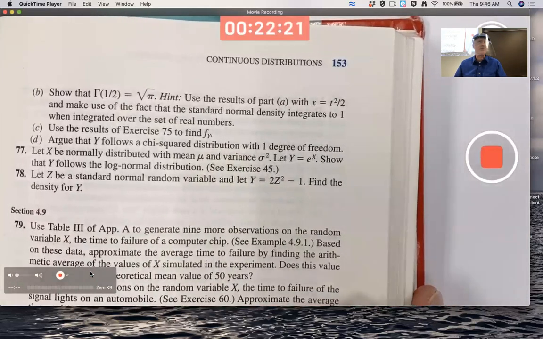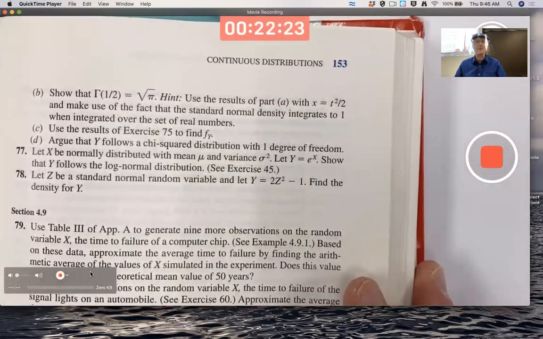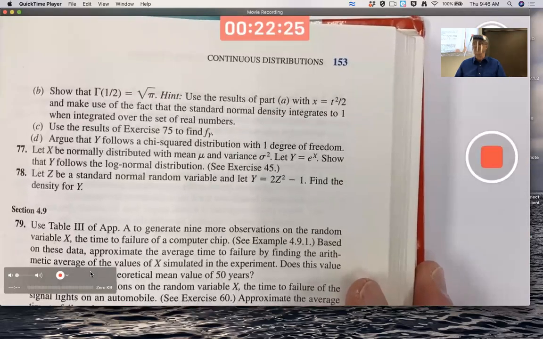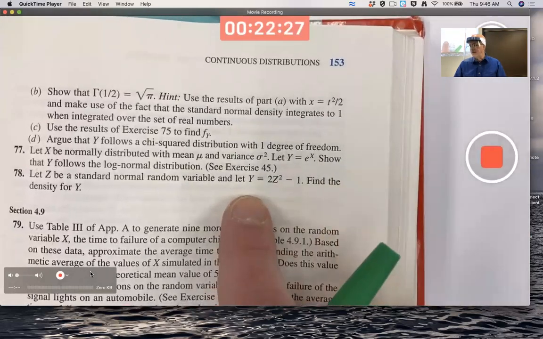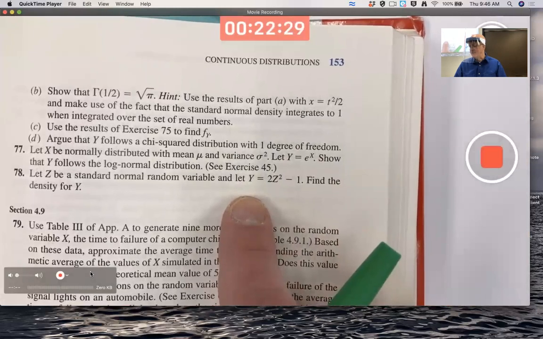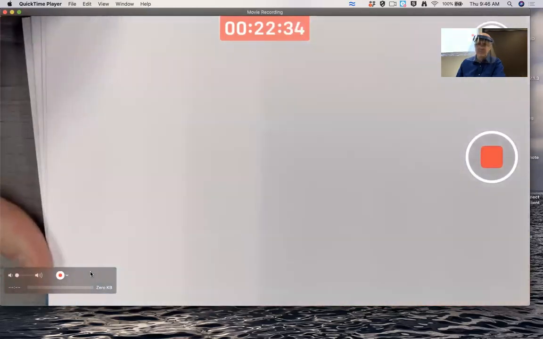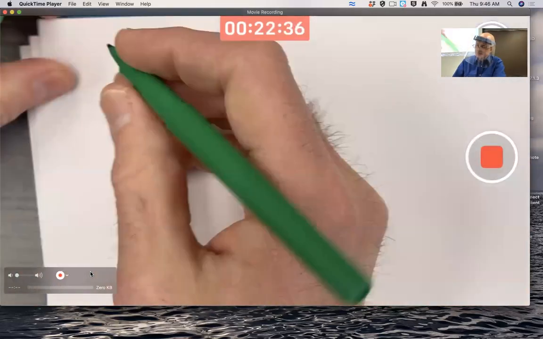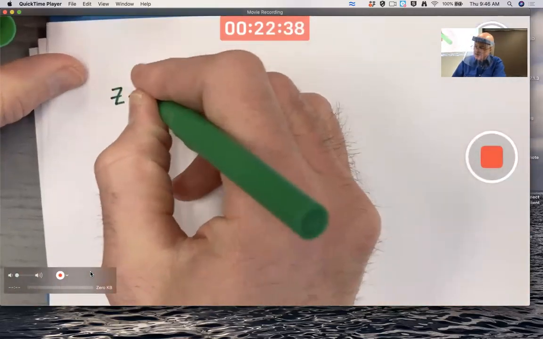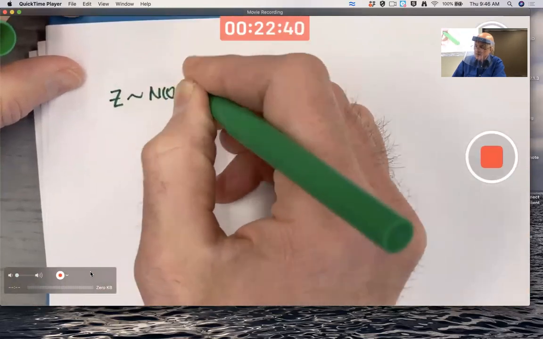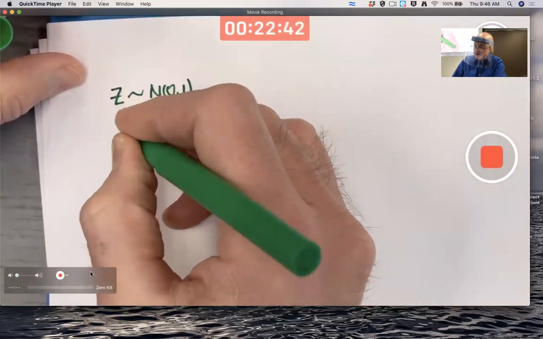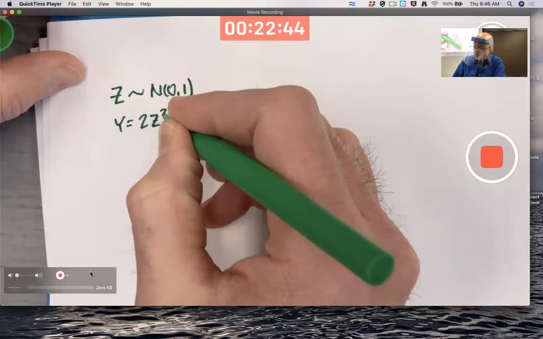Z is standard normal. Remember, we talked about this. Z squared would be chi squared with 1 degree of freedom, to be more specific. But let's use the CDF method again. So Y is 2Z squared minus 1. Z is standard normal. Y is 2Z squared minus 1.